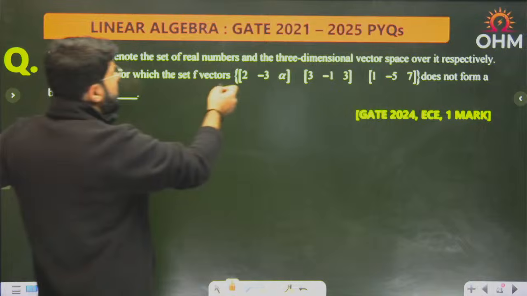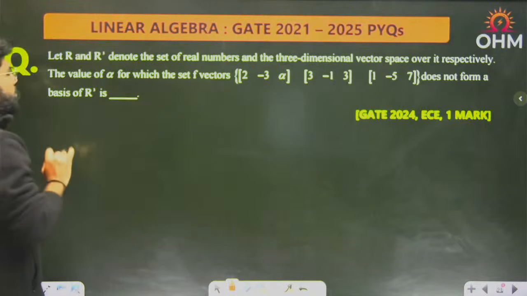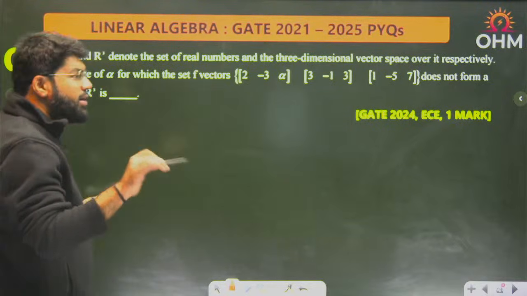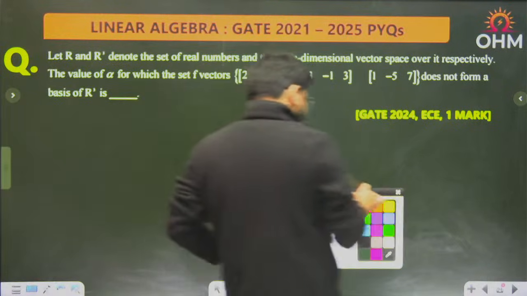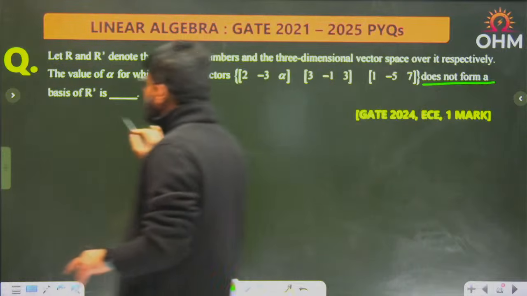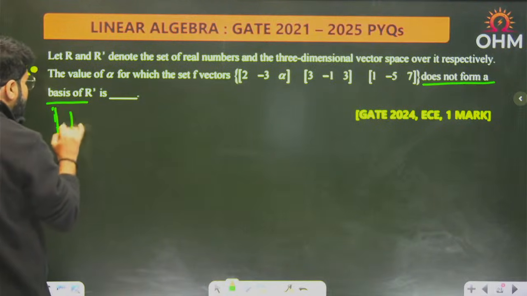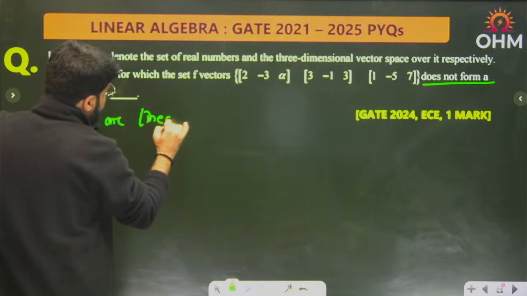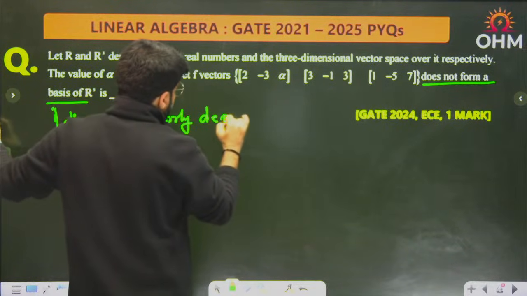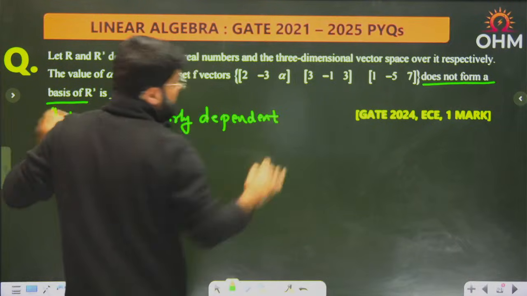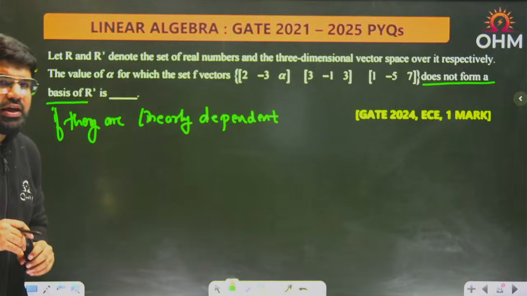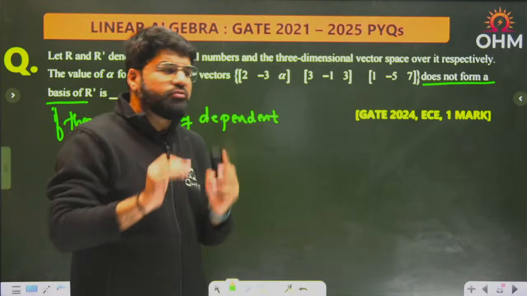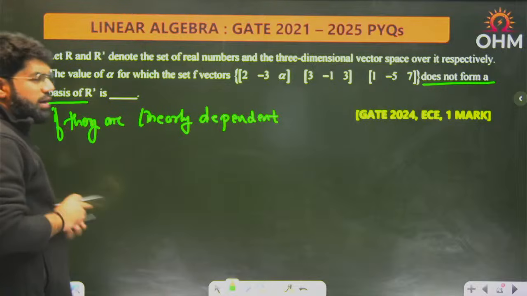What is the value of alpha for which the set of vectors does not form a basis? A set of vectors will form a basis if they are linearly independent. So a set of vectors do not form the basis if they are linearly dependent. They will not form the basis if they are linearly dependent. If they were linearly independent, they are said to form the basis of R3. Okay, right.